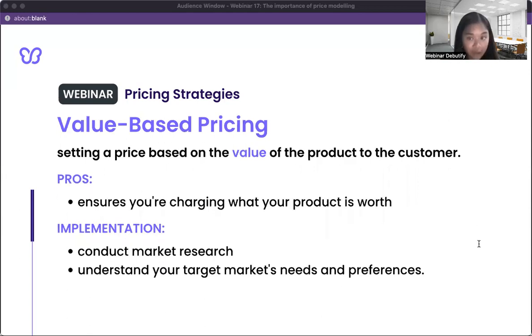But another way that you can do it is value-based pricing. This strategy involves setting a price based on the value of the product to the customer. And the advantage of that is that it ensures you're charging what your product is worth. To implement this, it's very simple. You just need to conduct market research and understand your target market's needs, preferences, and even priorities.